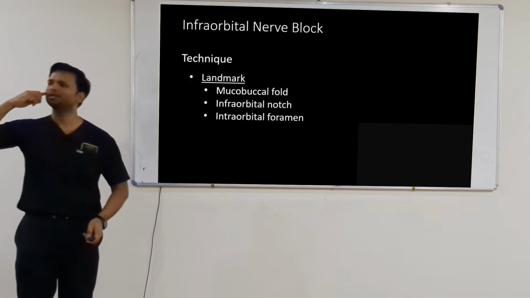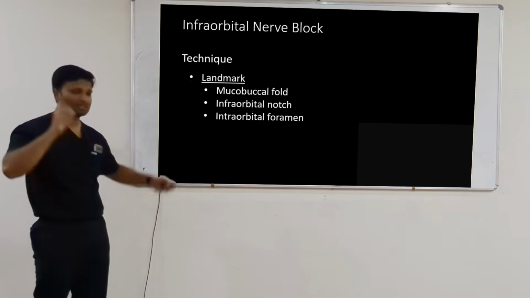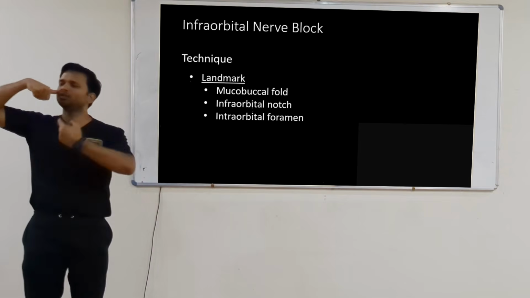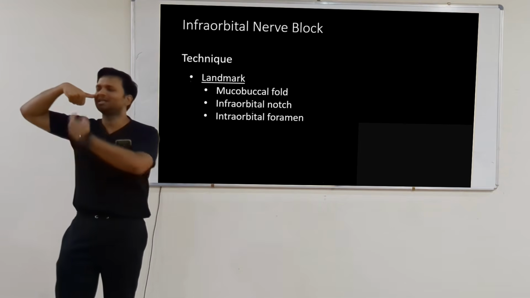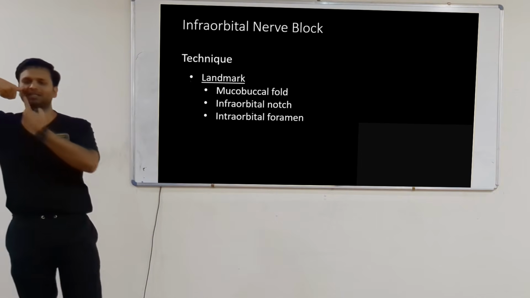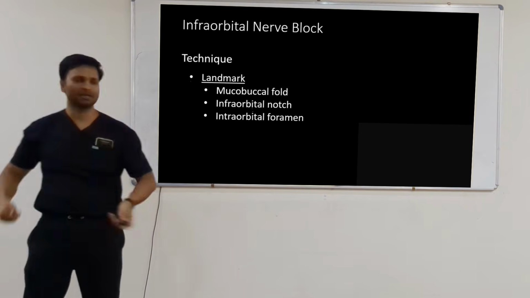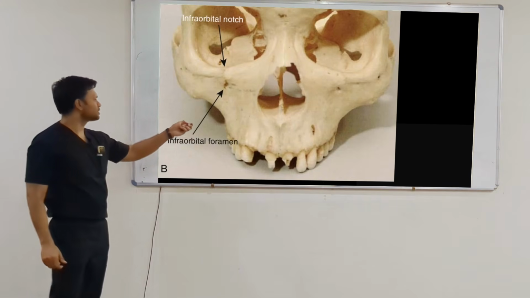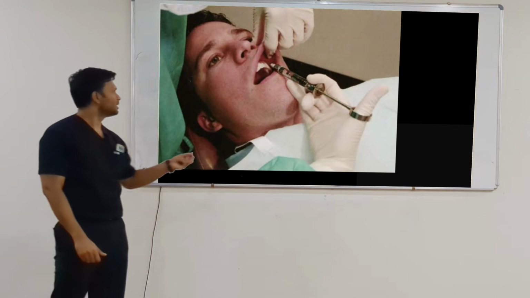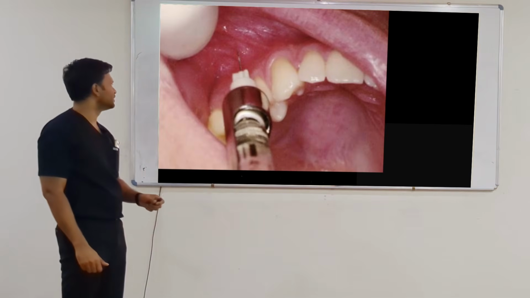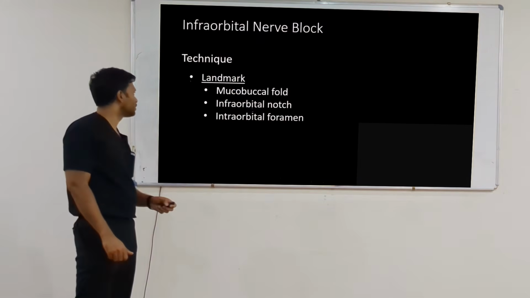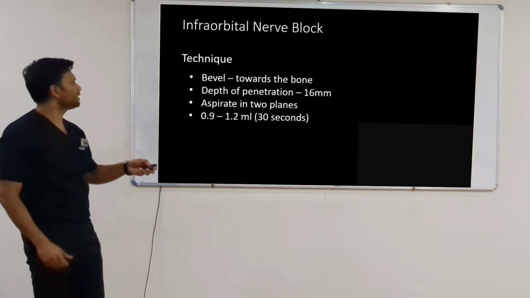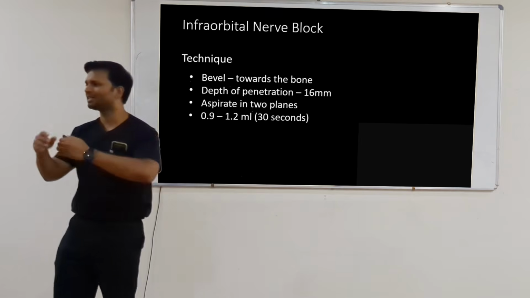Once you've located it, the reason it is in the landmarks is because you're going to keep your thumb here and you're going to use this position as the guiding direction की needle कहाँ पे हमें proceed करना है. Okay? So these are the landmarks. So this is the notch, this is the infraorbital foramen, and this is how we insert the needle in the mucobuccal fold. So again, bevel towards the bone, depth of insertion, needle कितना insert करेंगे?